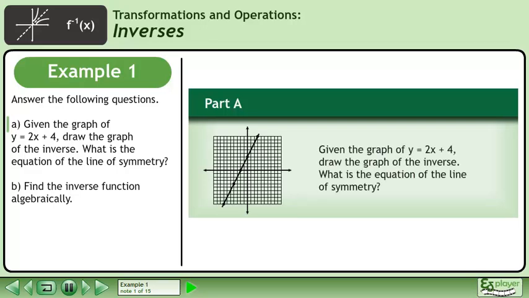Given the graph of y equals 2x plus 4, draw the graph of the inverse. What is the equation of the line of symmetry?